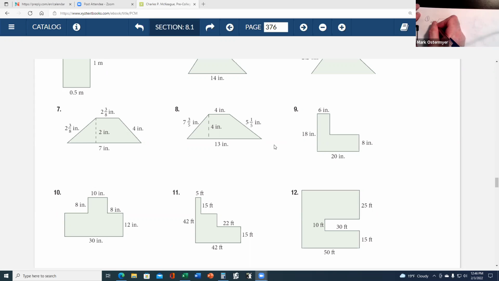One side measures 7 3/5 inches. The other side measures 4 inches. 5 1/5 inches for the other side. And 13 inches for the other side. So what would be the perimeter of this trapezoid?